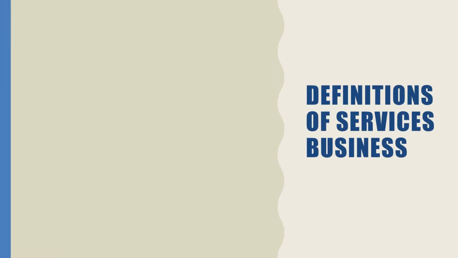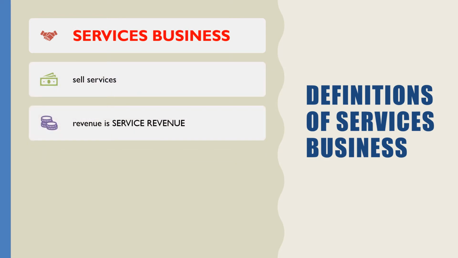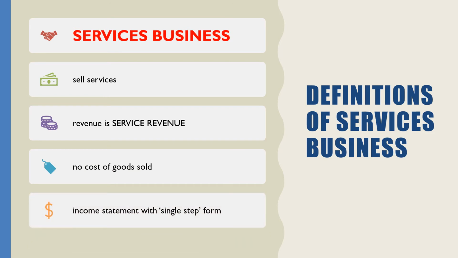Definition of services business: a laundry and the provision of cell phone services by Cellcom are called services companies because they sell services. The primary source of revenue is referred to as services revenues. There is no cost of goods sold. A single-step form income statement is prepared by services companies.